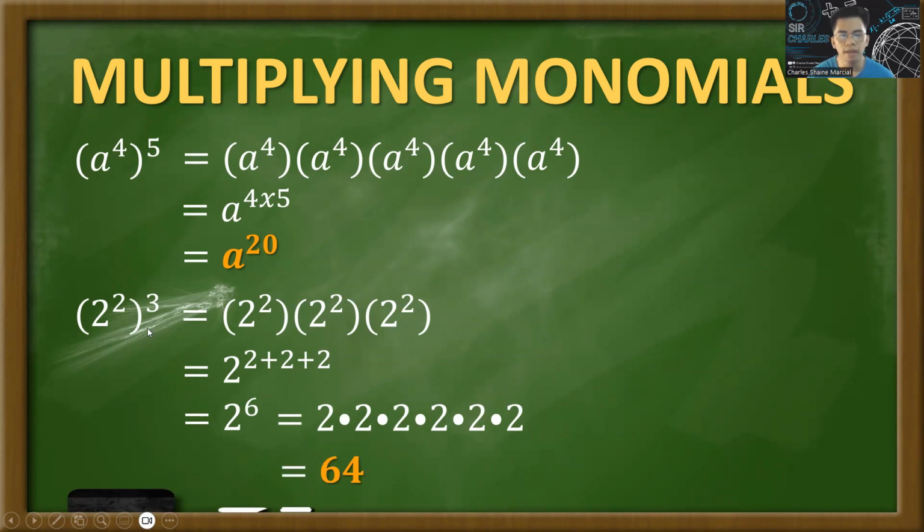Again, minultiply natin ng tatlong beses si 2 squared since meron siyang cube. And in-add lang natin lahat ng exponents na 2: 2 plus 2 plus 2.